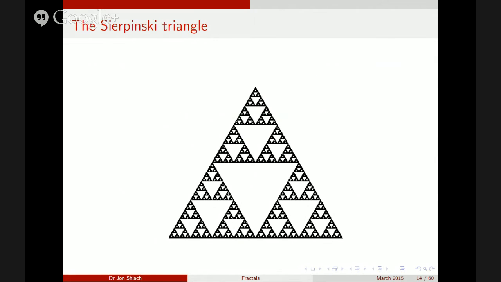Again, in the notes, there is some MATLAB code to do this. I've got to admit, it actually took me ages to calculate this in MATLAB. It's not easy. It uses recursive calls, which give you a headache if you try to program them. But I've given you the code if you want to have a play around with it. And you could also do other things like Sierpinski squares.